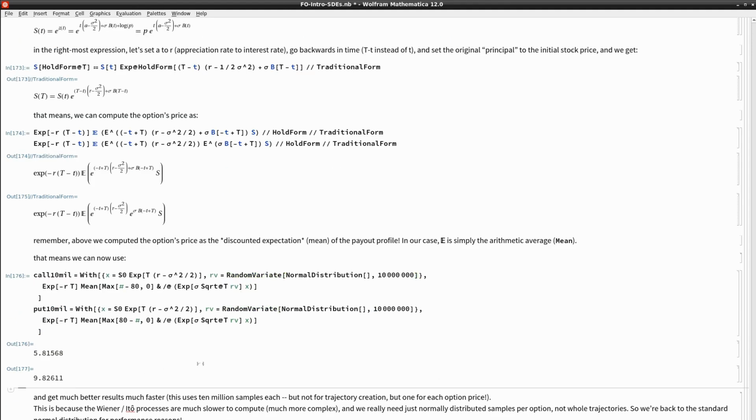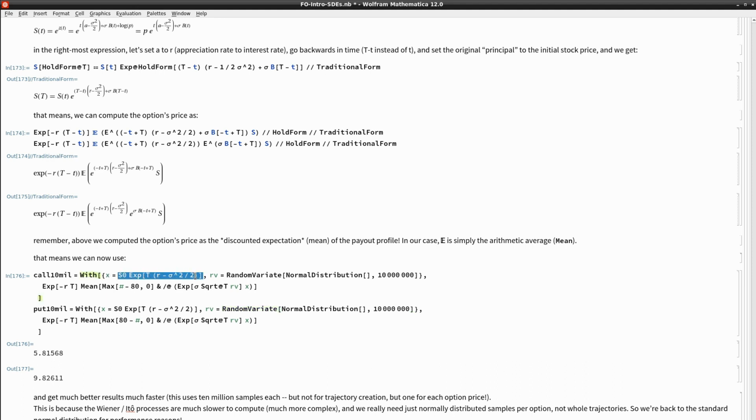And look how much faster this is, right? These prices come back instantly, even though we use 10 million samples for the call price and 10 million samples for the put price, right? You see these formulas just here.